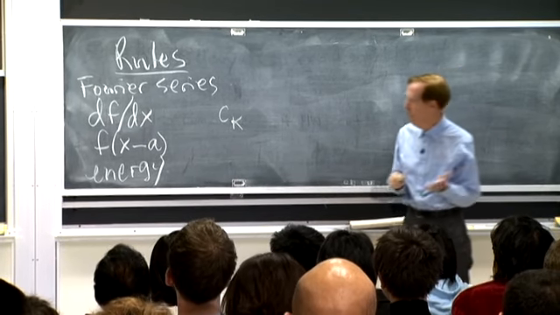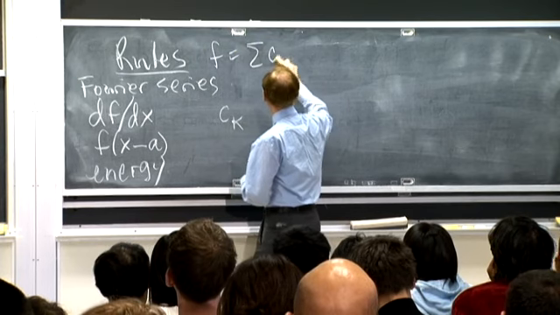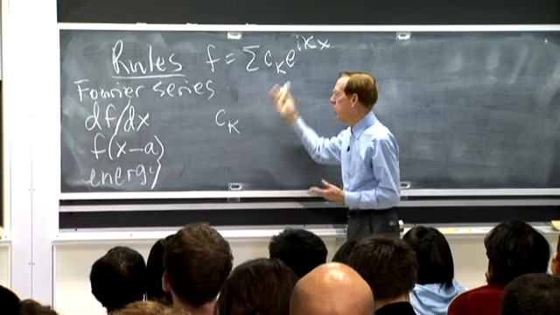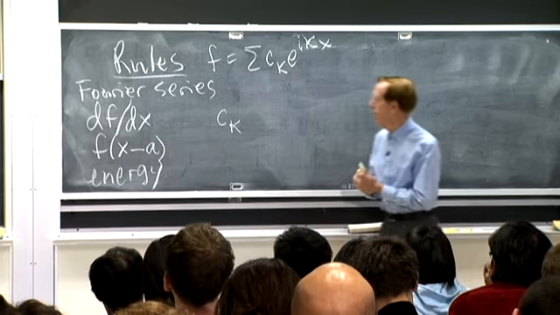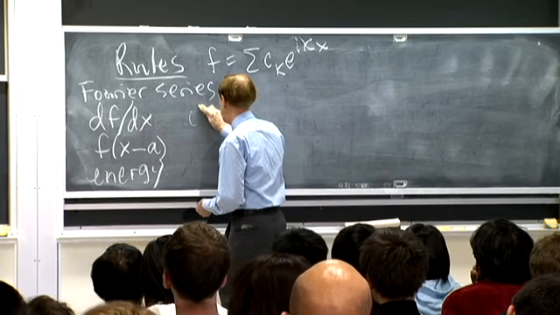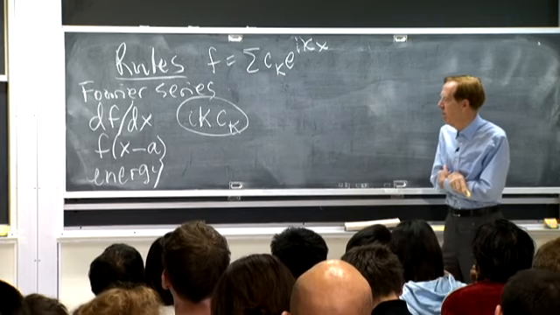If f of x, so I'm starting with f of x equals sum of ck e to the ikx. Start with that, and now take the derivative. When I take the derivative, down comes ik. So you remember that rule. Those are the Fourier coefficients of the derivative.